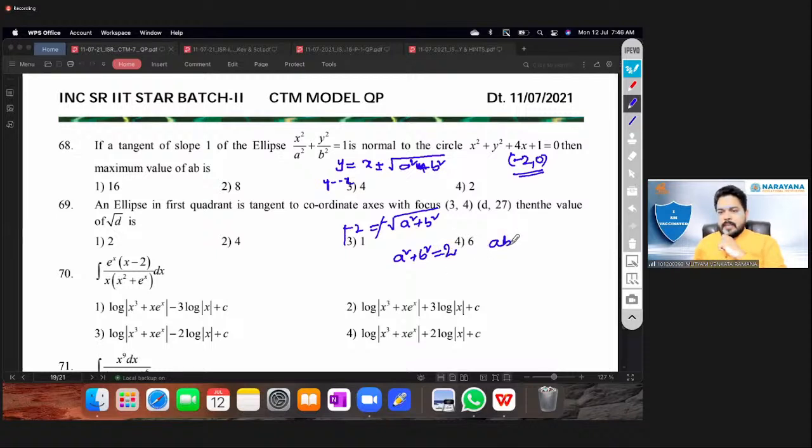So AB means a square plus b square by 2, or a square plus b square is always greater than or equal to 2 root AB. So this value is equal to 2. 1 cancel. So AB. Oh, the answer is not given. What is the answer they have given?